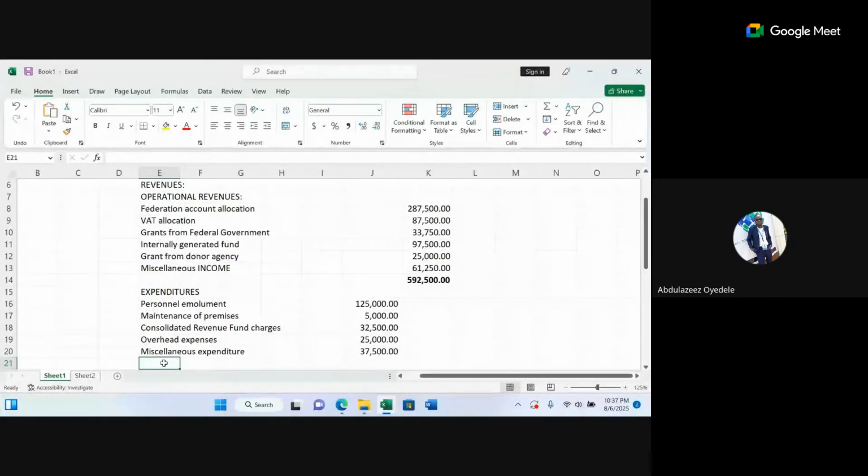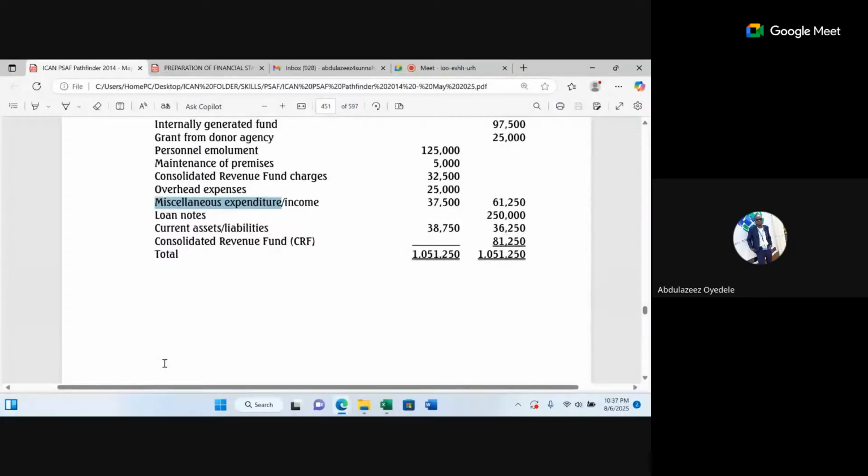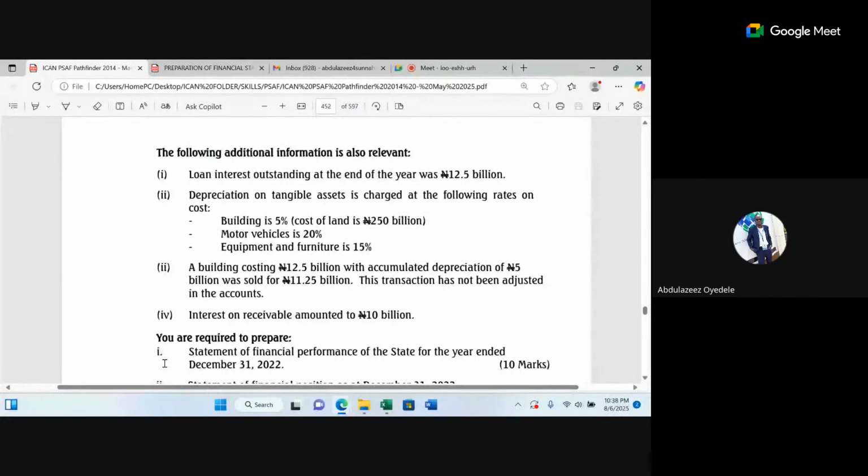Okay. Now let's look at our additional information if there are other expenditure items as well from what we are given there. Now the first one is that there's a loan interest outstanding at the end of the year. So this is an expenditure, but it's not an operational item. So we can treat this as finance cost. We treat it separately as finance cost after we must have gotten our operational surplus. Then we have depreciation. So we have to calculate our depreciation based on these rates that we are given.